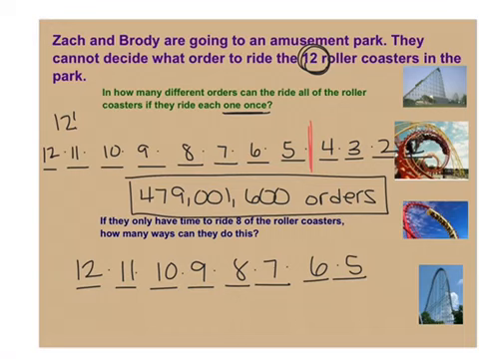It's not a factorial. We're going back to our fundamental counting principle here. When you plug all that in, we still have a lot of different ways that we can ride just 8 of the 12 roller coasters. We have 958,400 different ways.